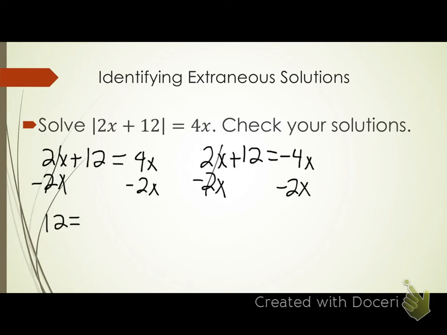4x minus 2x, 2x. Negative 4x minus 2x, negative 6x. I'm going to let you catch up. I feel like I moved really fast through those steps. Is there any confusion up to this point on this problem about what we've done?